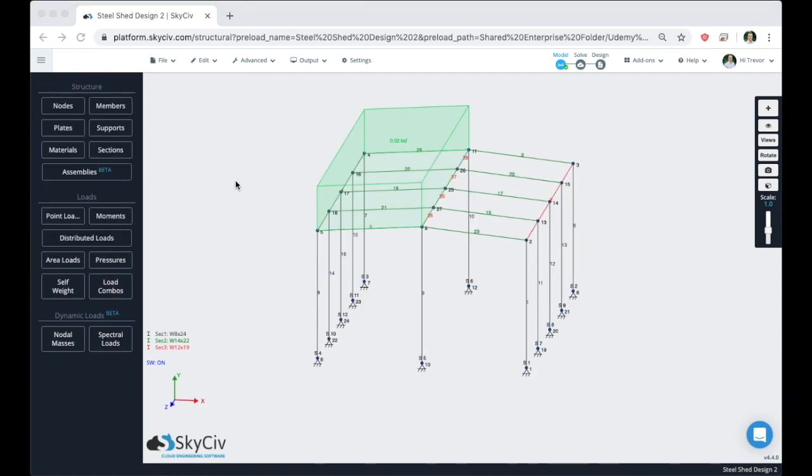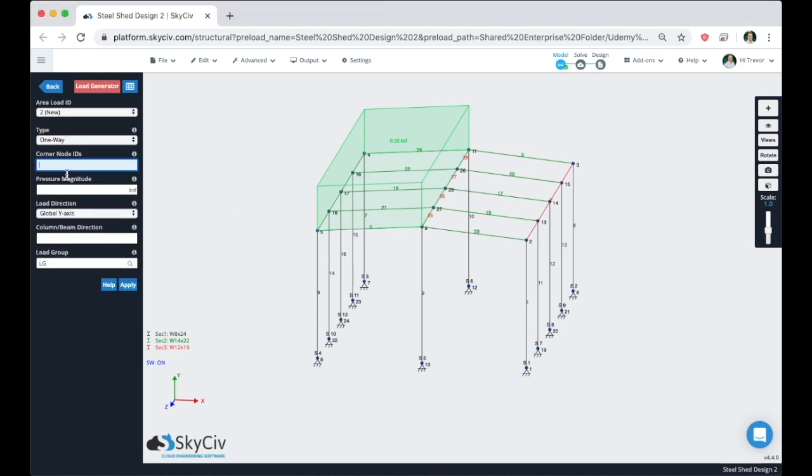Alright, so let's apply the dead load to the other side of the roof now. Back to area loads, one-way area load, and then again typing in the nodes. What you'll notice is when you're typing in an area load, the first two nodes that you type in will be automatically put in the column beam direction. So it's a good habit to get into, to start with one of the nodes and then have the next node be in the direction that you want the distributed members to be on. So 11, 3, 2, 9.